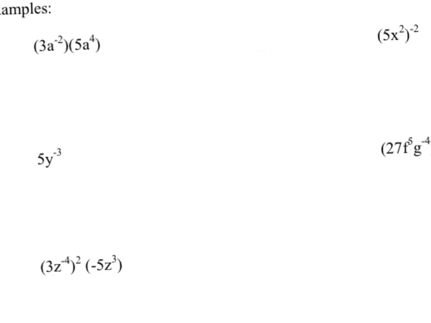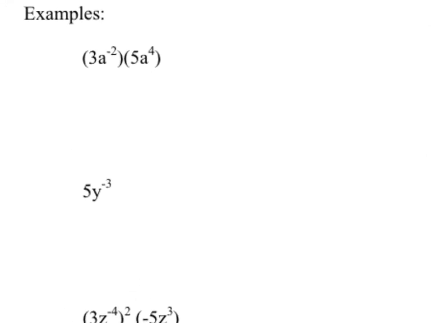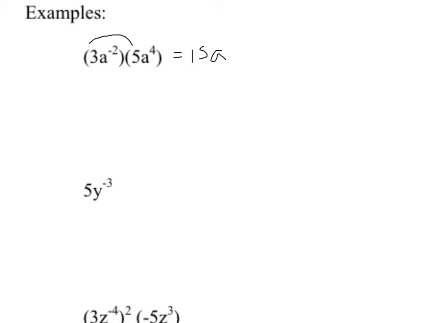Section 1, Video 5. So let's take a look at some examples. Using the rules we just talked about, here we have two terms being multiplied together. So I can multiply the numbers together and get 15. The a's can get multiplied together, and we said when we have bases being multiplied, we add exponents, so it's negative 2 plus 4. So our answer is 15 a to the second.